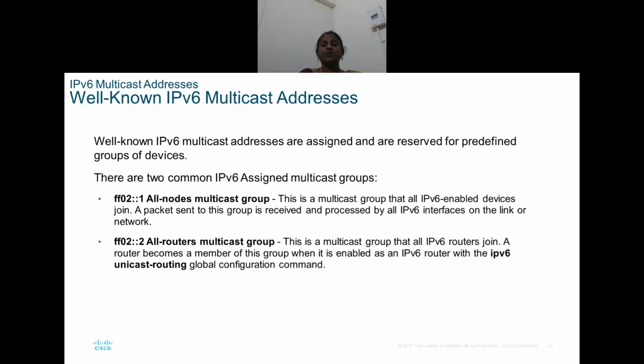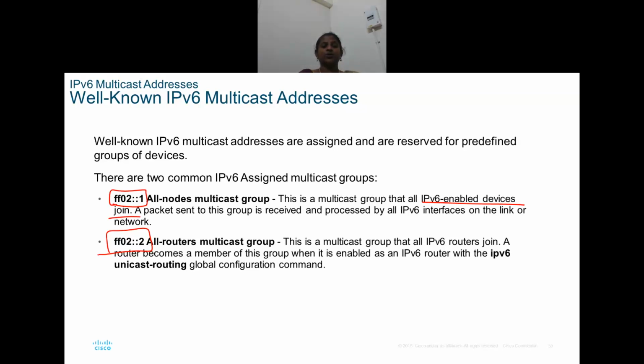Now there are two, well-known and solicited. In the well-known multicast address there are two common multicast groups. If your IP version 6 address starts with FF02, it is called the all node multicast group. In this group, every IP version 6 enabled device can join. The next one, FF02::2, is the all routers multicast group. In this, all the routers will join.